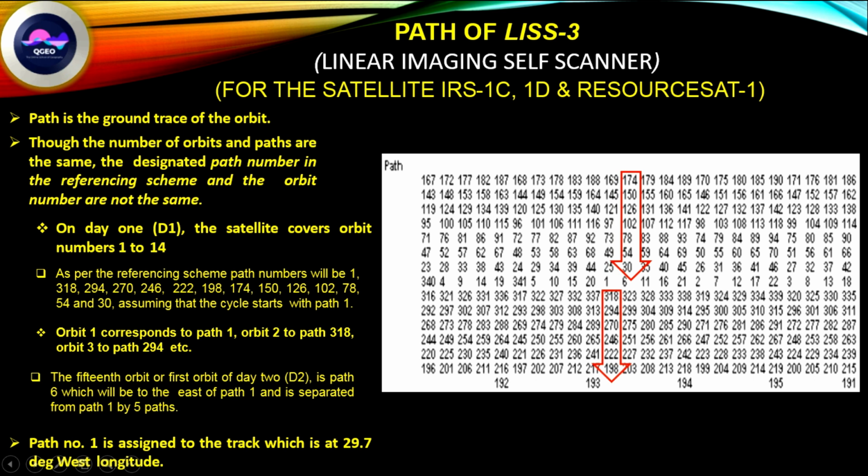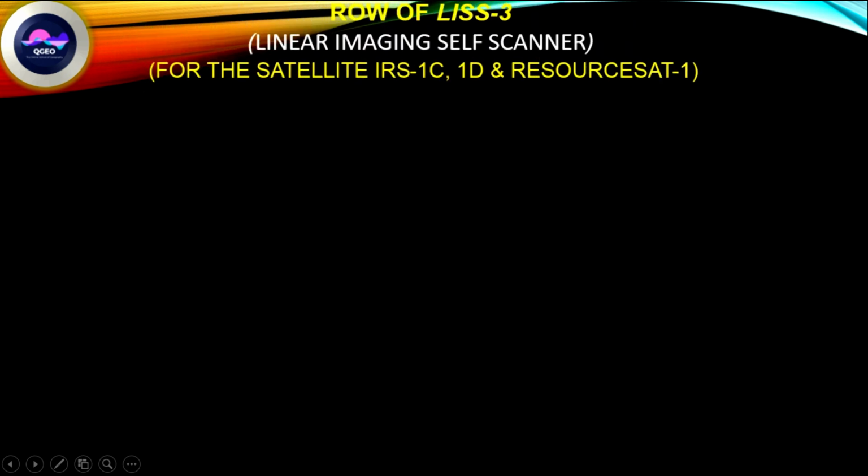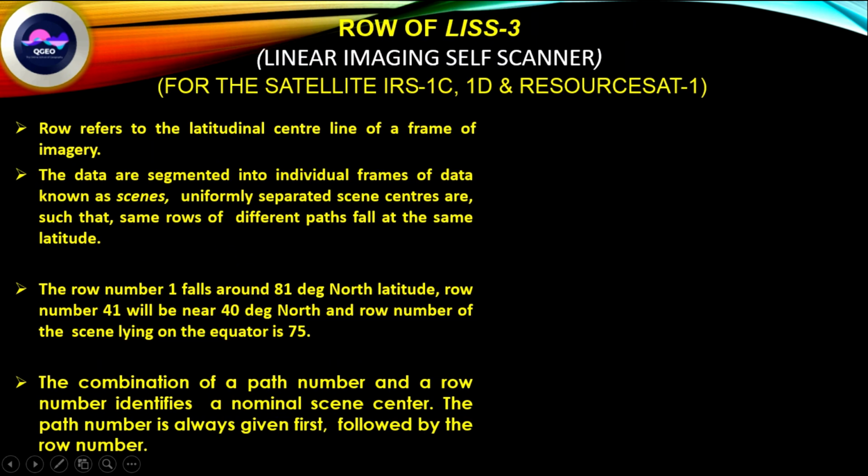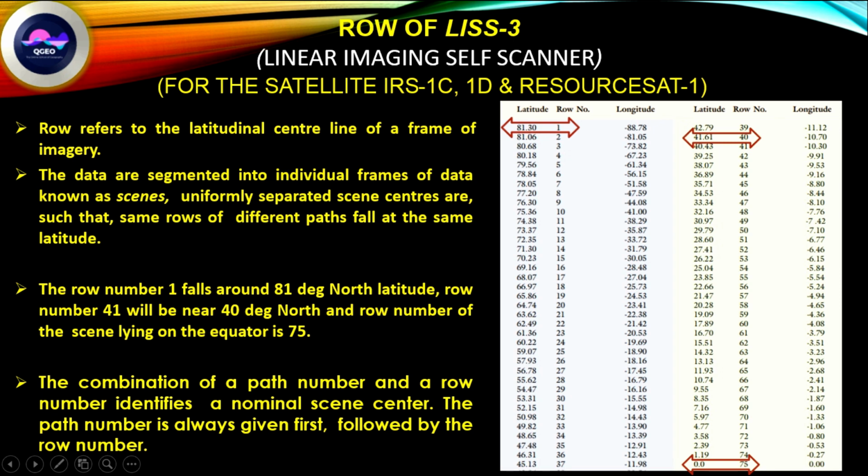Now we will see the row of Landsat 3. Here row refers to the latitudinal center line of a frame of imagery. The data are segmented into individual frames of data known as scenes. Uniformly separated scene centers are such that some rows of different paths fall at the same latitude.